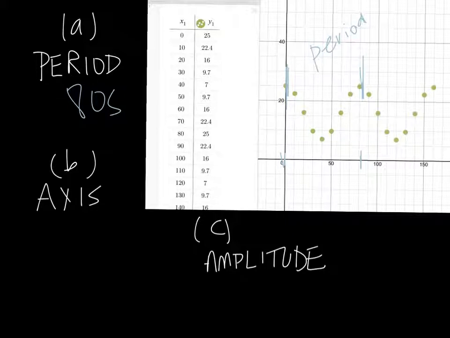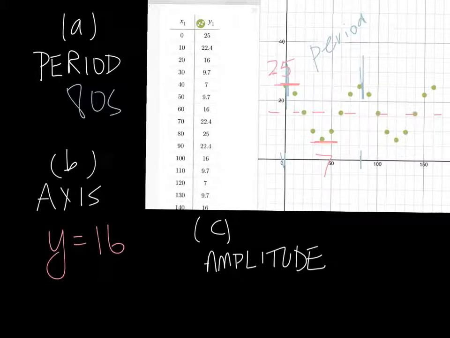So next we'll look at the axis. The equation of the axis. So the axis goes through exactly the middle of the curve. We look at our maximum is at 25 and our minimum is at 7. The axis will be halfway between that. Halfway between 7 and 25 is 16. So our equation of the axis then would be y equals 16.